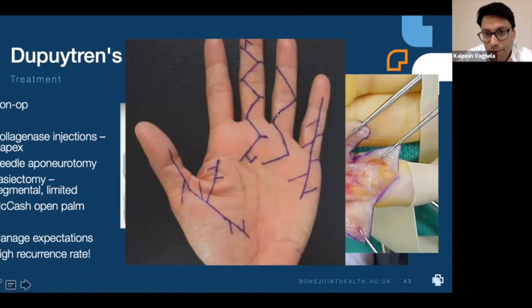So you've got the classic Brunner incision on the ring finger described here. On the little finger, you've got something called Z-plasties, where you've got a deficiency in skin, and then you can cleverly shift around skin to give you length and allow the correction of the deformity. And then also something called McCash's open palm technique.